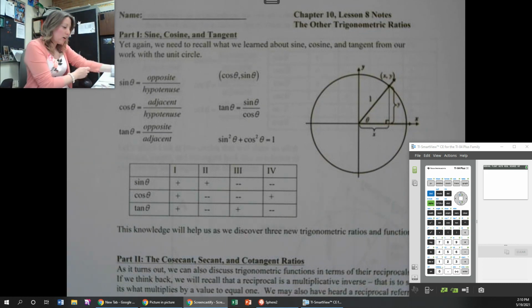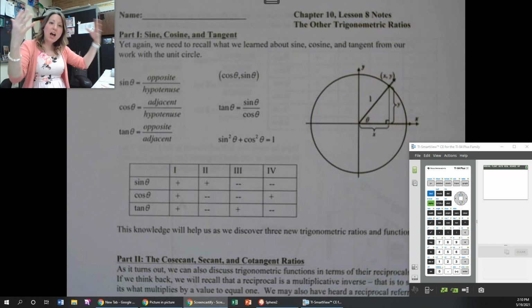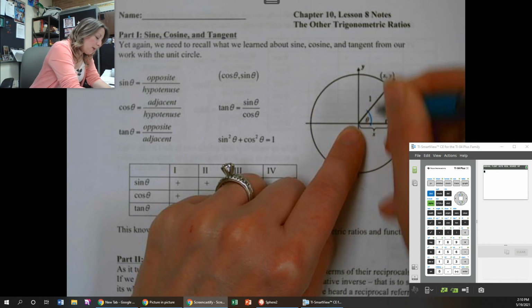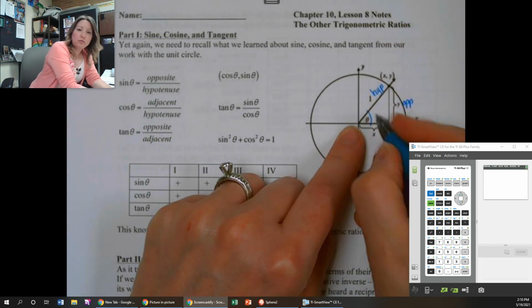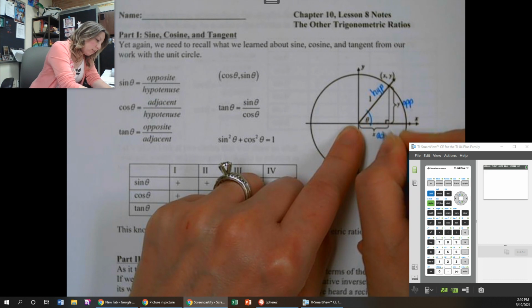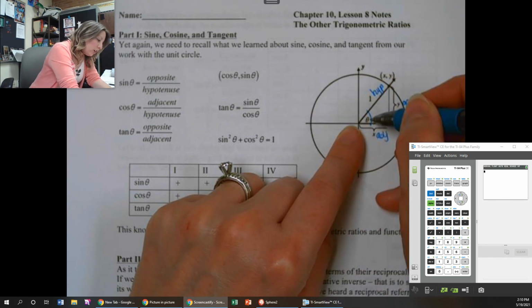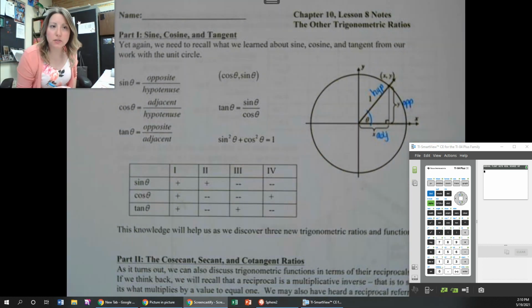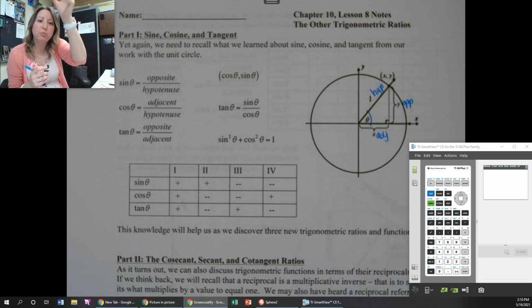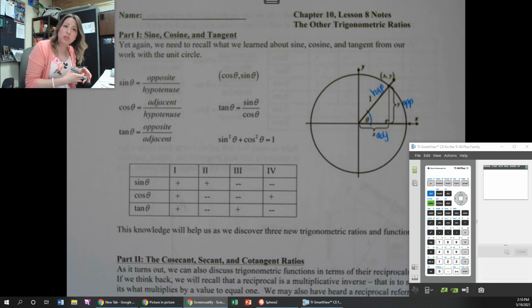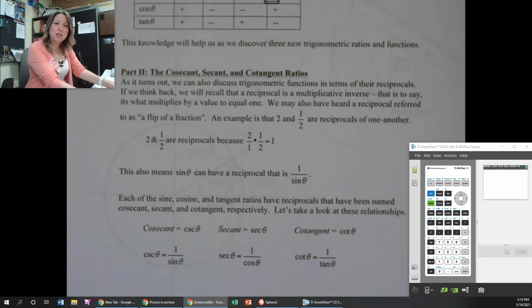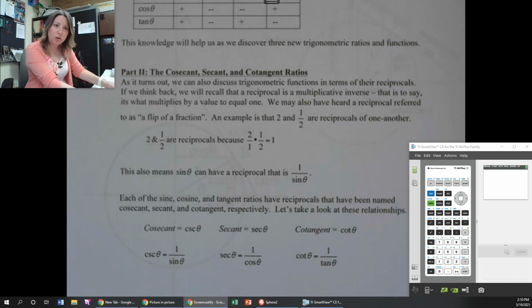So that's what we want to look at today. Sine of your angle is opposite over hypotenuse, right? Cosine of your angle in question is adjacent over hypotenuse. And tangent of your angle is opposite over adjacent. But what if I went backwards for each of these? If I flipped each of those fractions upside down, I have a whole new function that I'm looking at. And those, my friends, are called the cosecant, secant, and cotangent ratios.